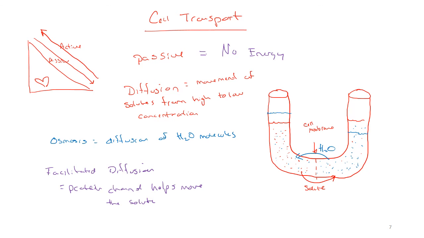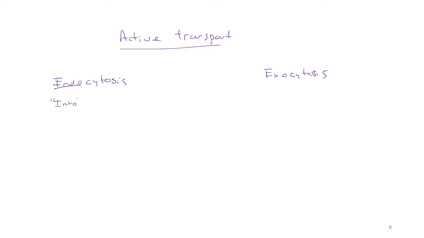So the other version of cell transport is called active transport. And active transport comes in a few flavors as well. We have something called endocytosis, something called exocytosis. Now, endocytosis, the keyword endo means into, which basically means we're going to move things into the cell. It comes in two varieties as well. One's called pinocytosis. The other one's called phagocytosis.